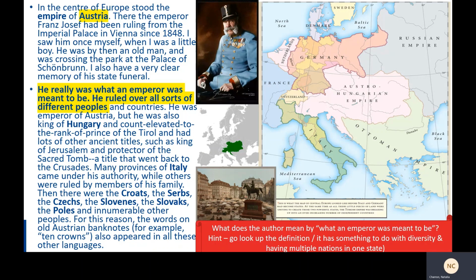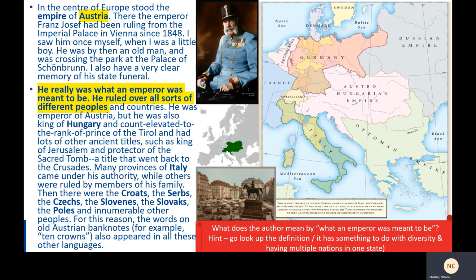He ruled over all sorts of different people and countries. He was Emperor of Austria, but he was also King of Hungary and Count elevated to the rank of Prince of the Tyrol, and had lots of other ancient titles, such as King of Jerusalem and the Protector of the Sacred Tomb, a title that went back to the Crusades. Many provinces of Italy came under his authority, while others were ruled by members of his family.